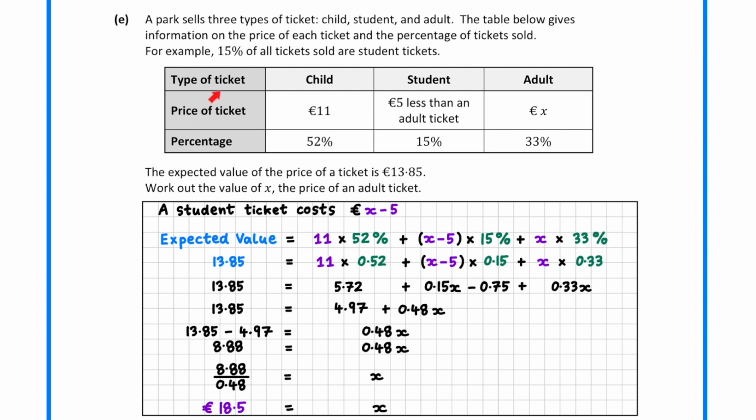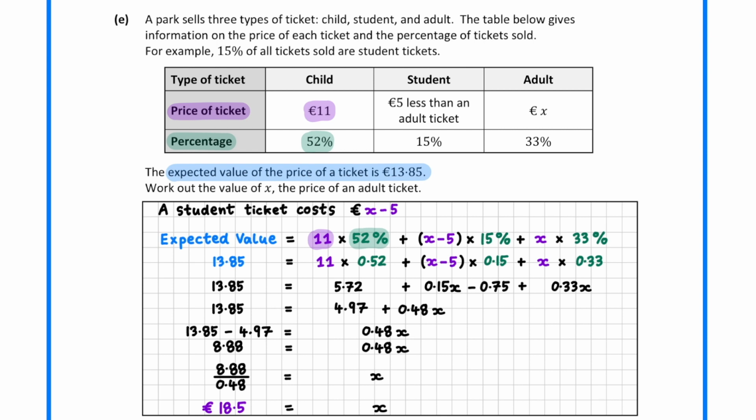In E, a park sells 3 types of ticket. We are given the expected value of the price of a ticket, and we must use this to find out X, the price of an adult ticket. To find an expected value, we begin by multiplying each price by the corresponding percentage.